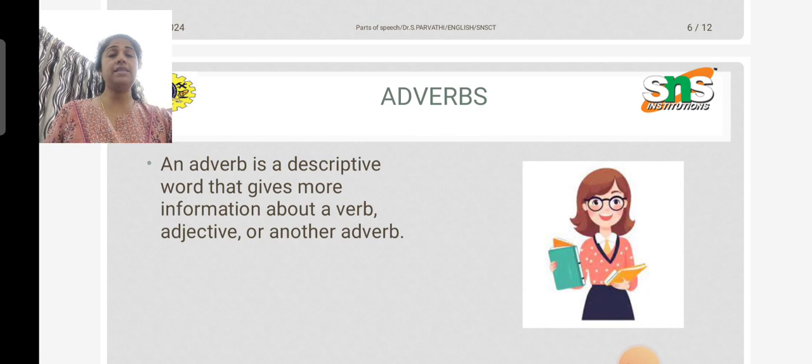So the next part of speech is adverbs. An adverb is a descriptive word that gives more information about a verb, adjective, or another adverb. So this is called an adverb. You are explaining the verb in a detailed manner.